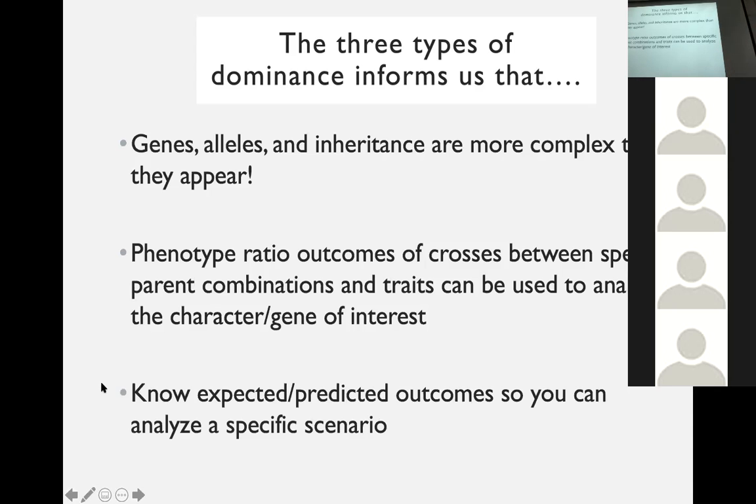Oh yeah. I just wanted to make sure you guys know the expected or predicted outcomes so you can analyze a specific scenario. So like I said, you can work backwards. If you know you have a 3-to-1 phenotype ratio, you know you have complete dominance, etc. So just those ratios that I pointed out that I circled and I said, these are important, know those.